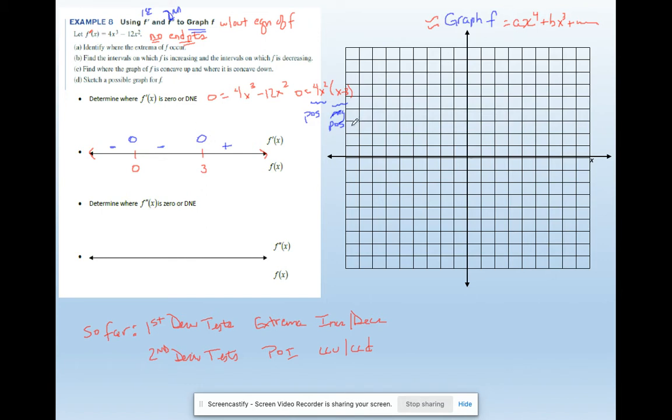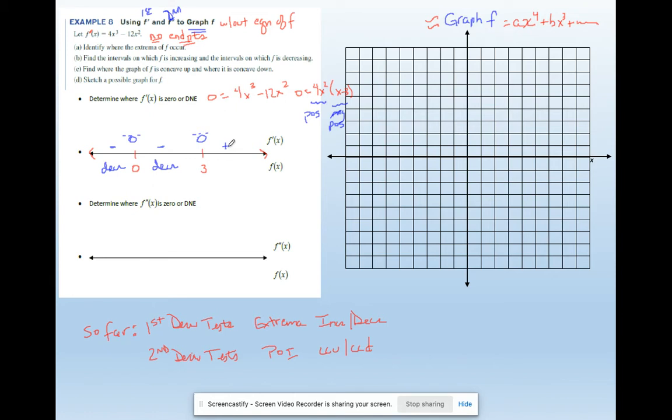A fourth degree polynomial is continuous, and if a continuous function changes from decreasing to decreasing, there is no extrema there. The derivative did not change sign. You have a horizontal tangent, but the derivative did not change sign there. However, the derivative did change sign around 3. So your derivative was negative, your original was decreasing. After 3, you had a horizontal tangent at x equals 3.